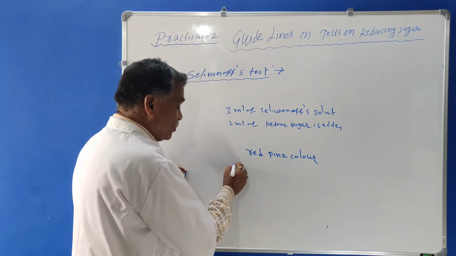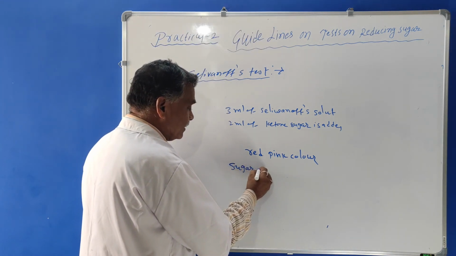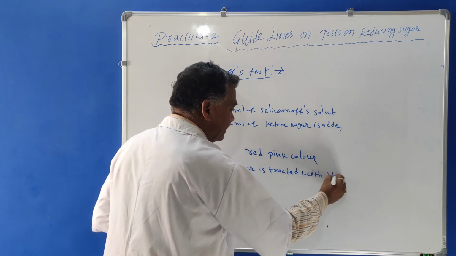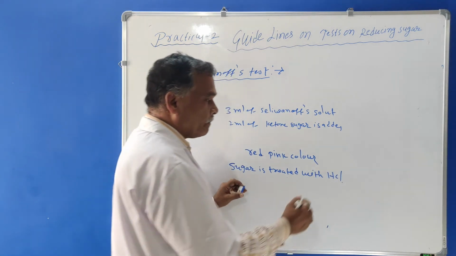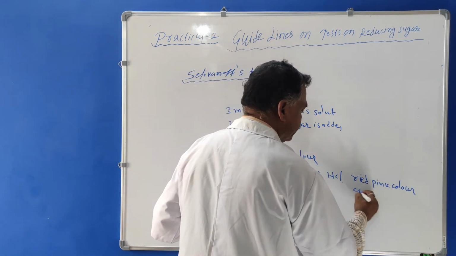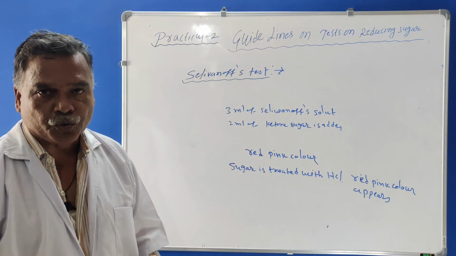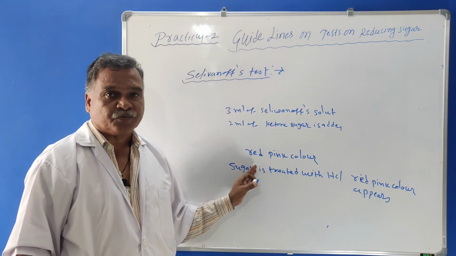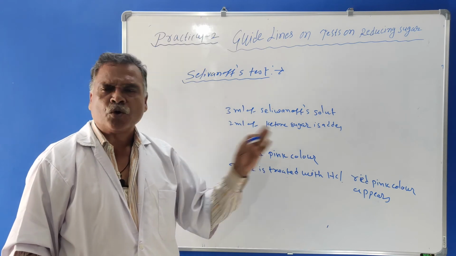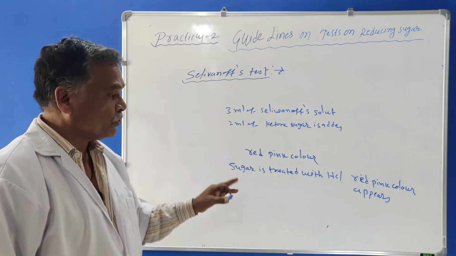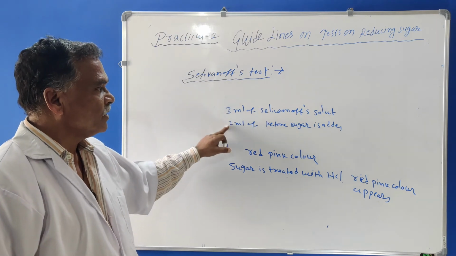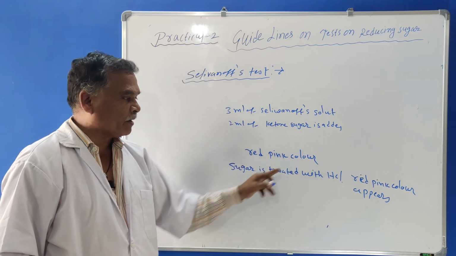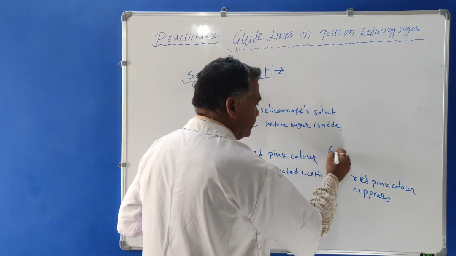The sugar is treated with HCl and red pink color appears, which shows the presence of ketone sugar. In this test, if we use glucose solution, it will not give a positive Selivanov test. It will give negative. No color, no furfural will develop there. So in the presence of 3 ml of Selivanov solution and 2 ml of ketone sugar, when it is boiled, red pink color appears, which means that furfural will form there.